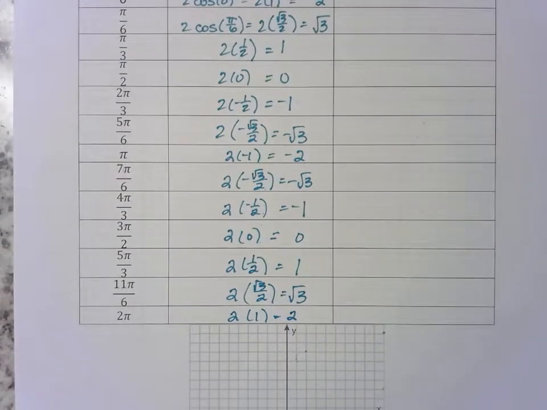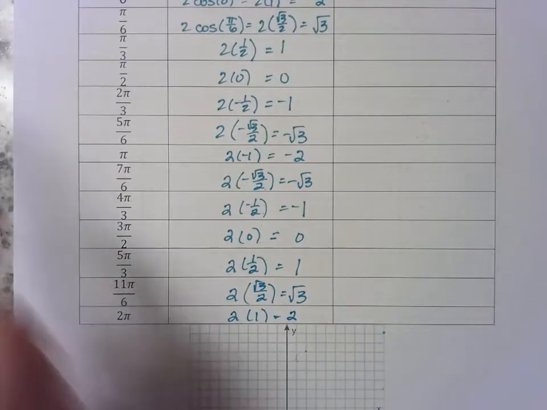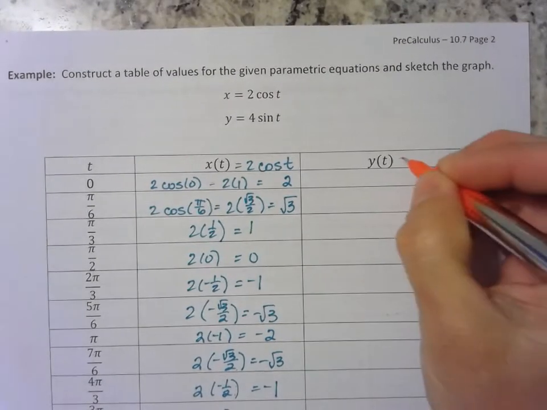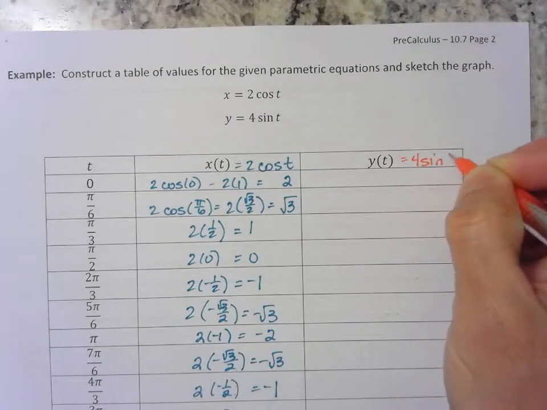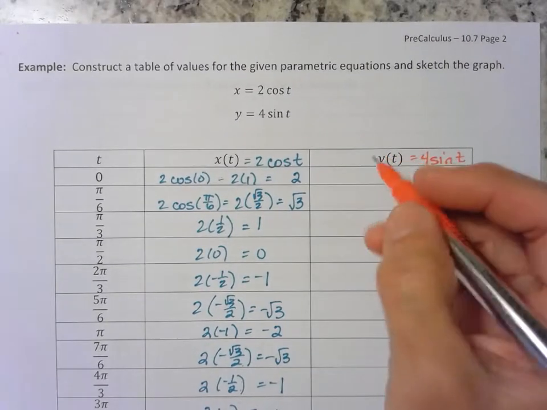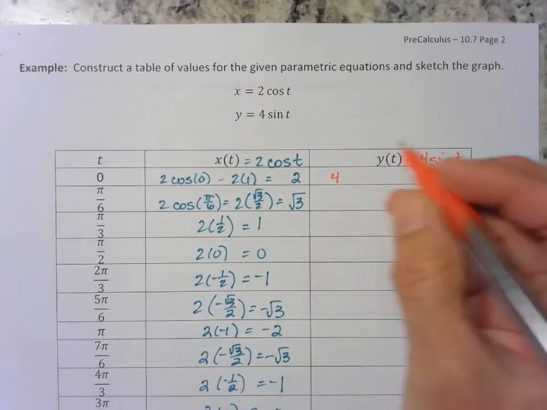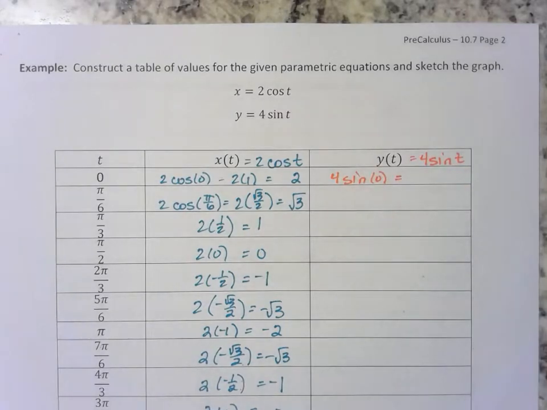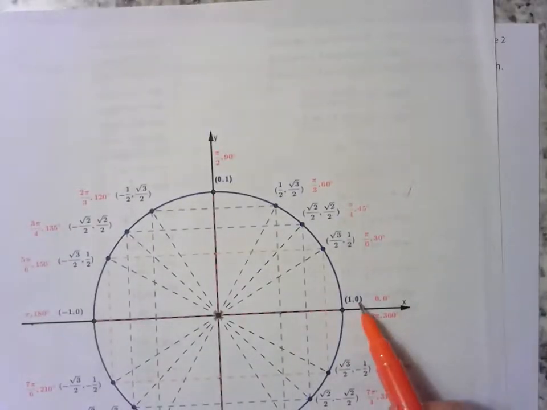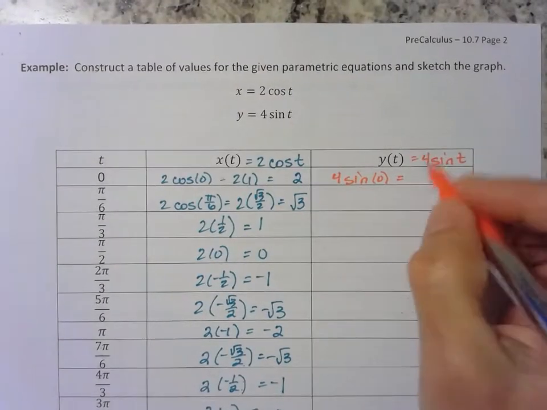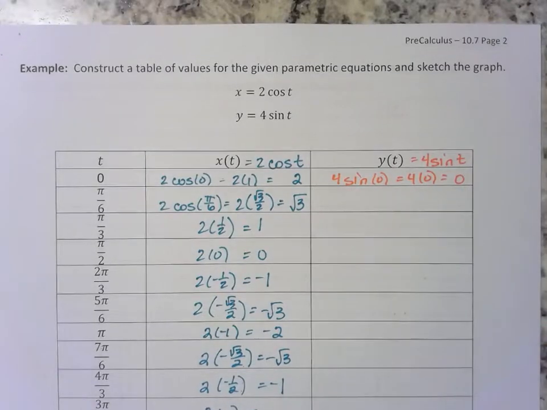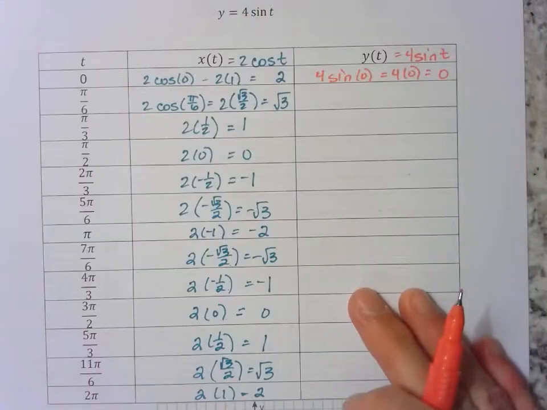We're going to do the same thing for our y function. Our y function is 4 sine of t. So looking at the first one, we're going to have 4 sine of 0. Sine of 0 is the y coordinate. So sine of 0 is 0. 4 times 0 is 0. So same process in this entire list.